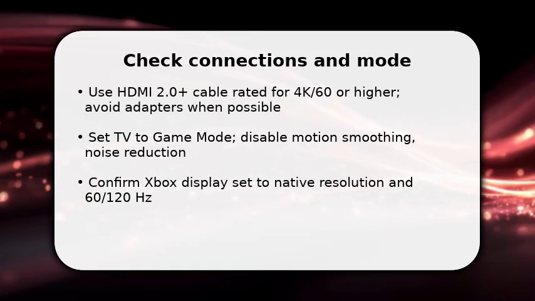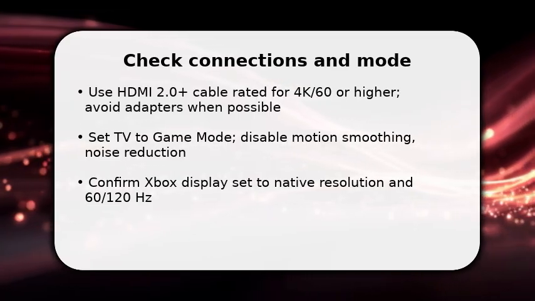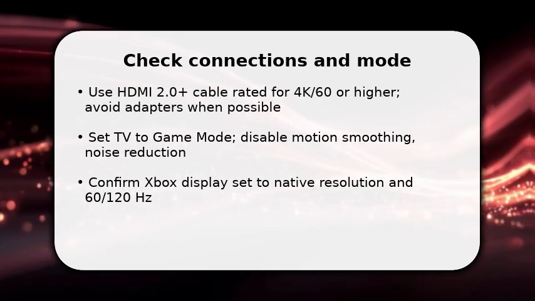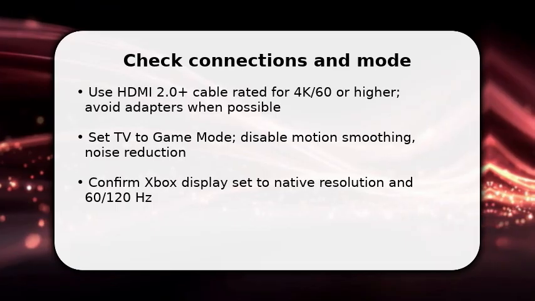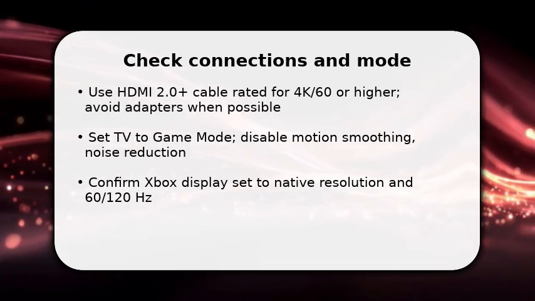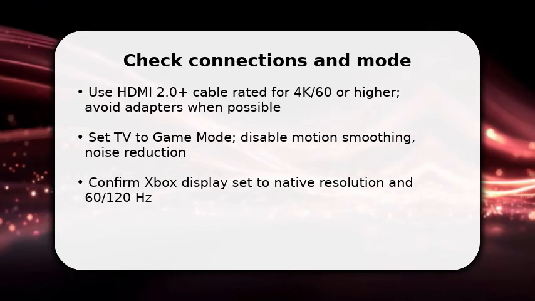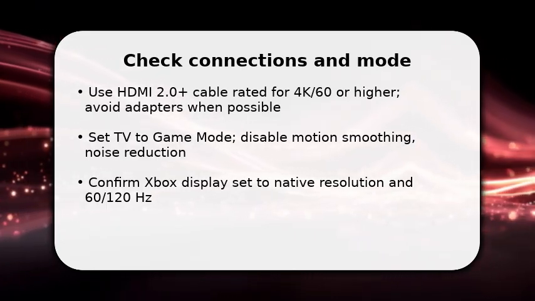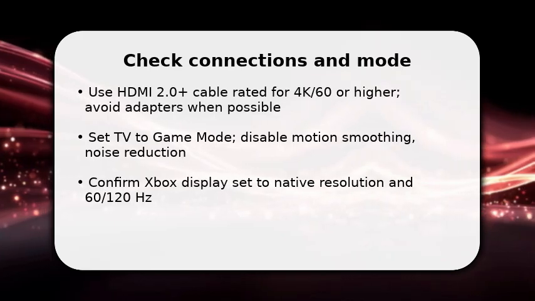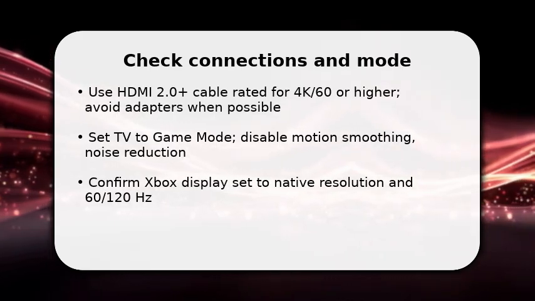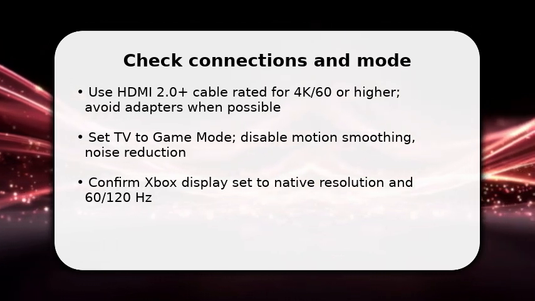You start by verifying physical and basic software settings because most delay comes from signal processing. Swap to a high-quality HDMI 2.0 or better cable and plug directly into the TV. Once done, enable your TV's game mode and turn off motion smoothing and post-processing that add latency. On the Xbox, go to Display Settings and choose the native resolution and refresh rate, making sure the console isn't upscaling or forcing VRR incorrectly.